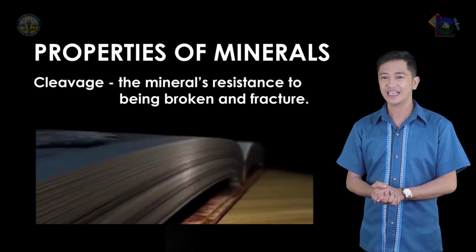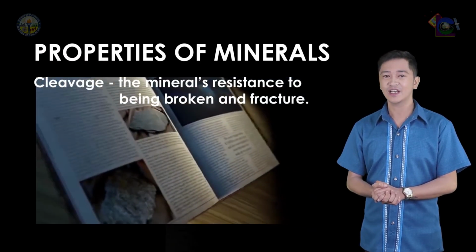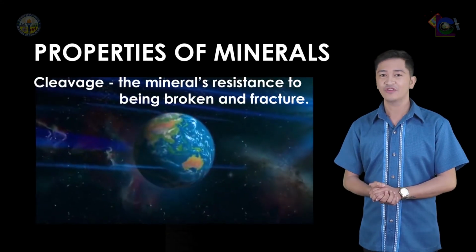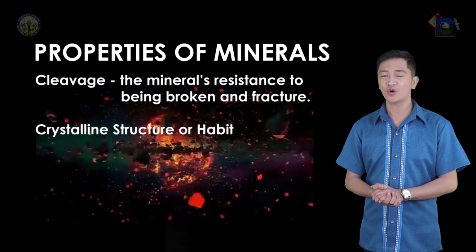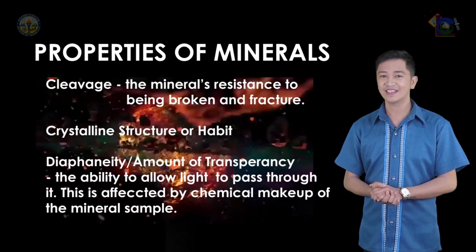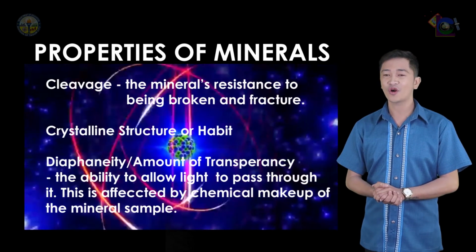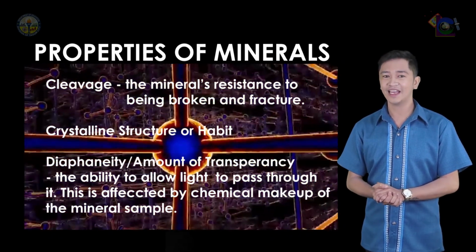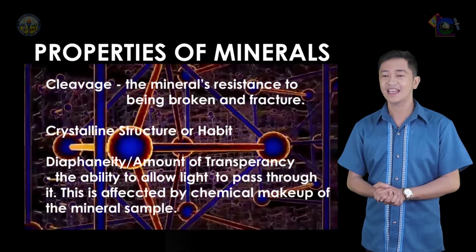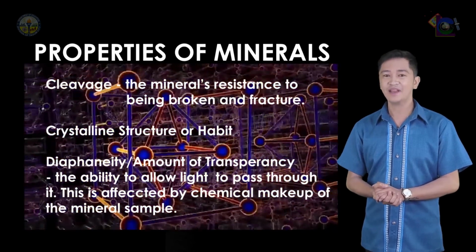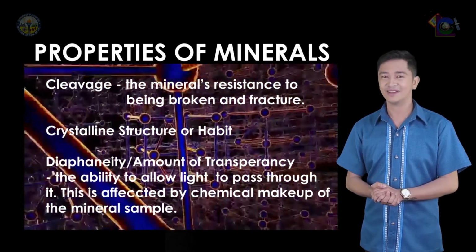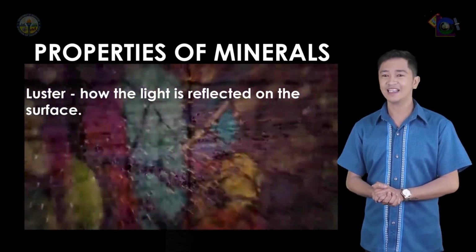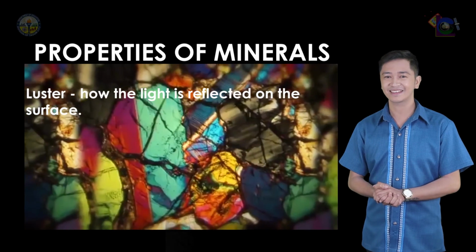Fourth is the cleavage. It is the mineral's tendency to break along flat surfaces. Fifth is the crystalline structure or habit. 6 is the diaphaneity or amount of transparency. It is the ability to allow light to pass through it. This is affected by the chemical makeup of the mineral sample. 7 is luster. It is how light is reflected off a surface.